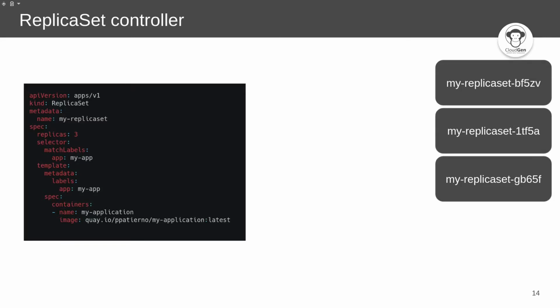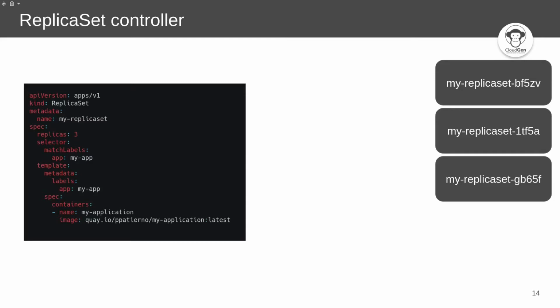And the replica set also has a selector. It means that this replica set resource will take care of all the pods that have the label app equals my app. So if you have pods with this label, the replica set will take care of them. If you have pods with a different label that doesn't match this selector, then these pods will be, I don't know, pods created alone or handled by a different replica set, but not this one, because they don't have this specific label, app: my app.